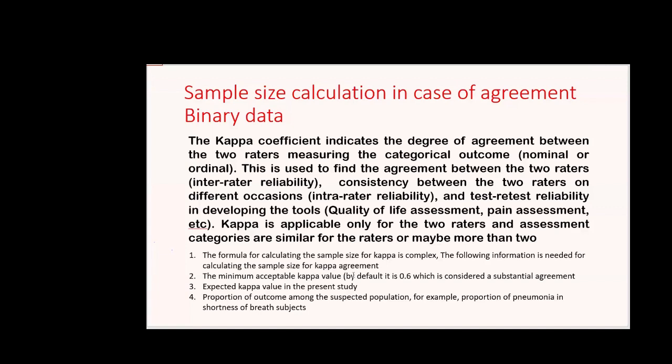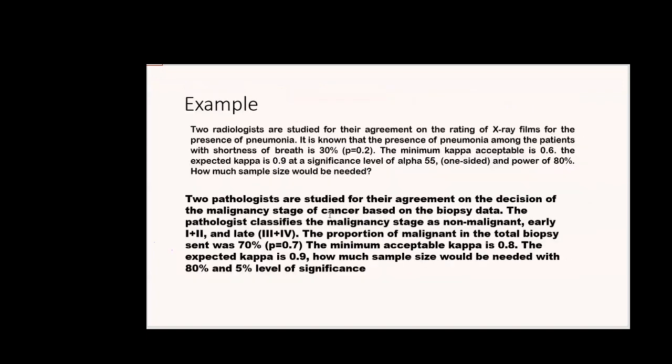But how do we calculate the sample size for this? There is a complex formula for that, so I am not explaining that formula. We go for a web calculator for calculating this. But I will explain two examples where we use kappa, for better understanding. Two radiologists study their agreement for the rating of X-ray films for the presence of pneumonia.